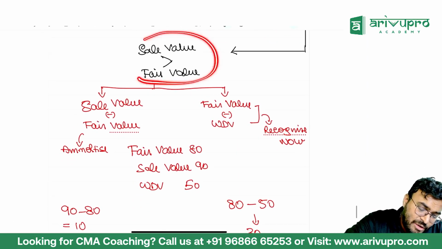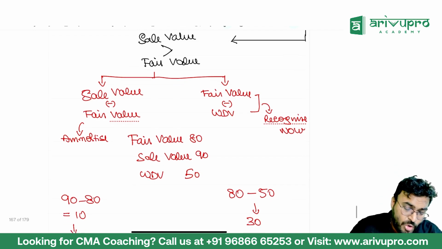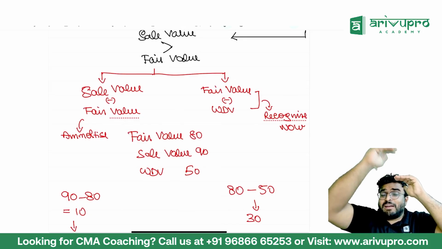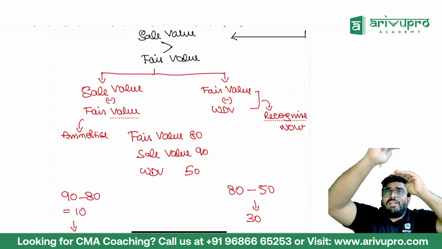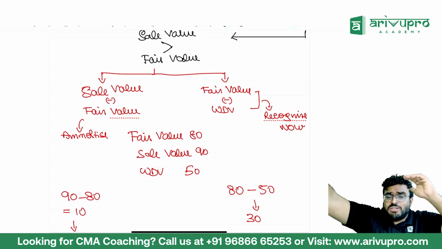Now the third option is very, very important. If the sale value is greater than fair value, you sold it at higher than market value, which is not normal. That extra profit which you made will be taken as profit and it will be amortized over the lease term.